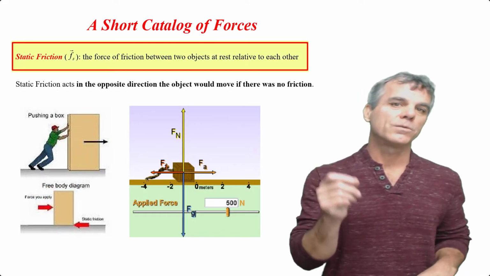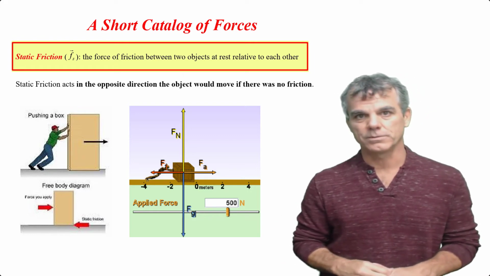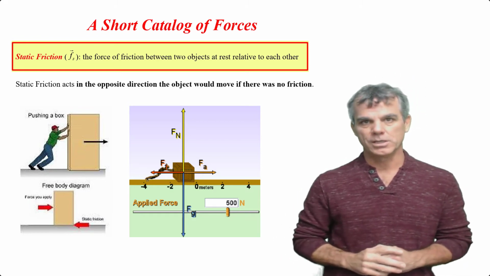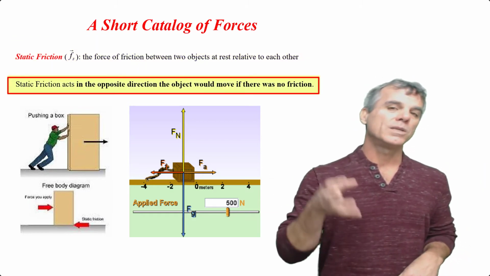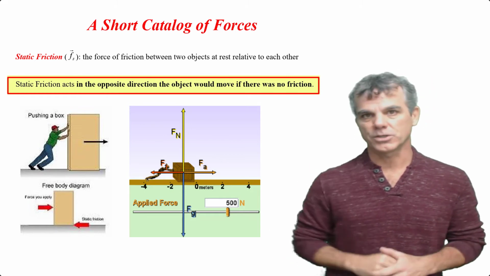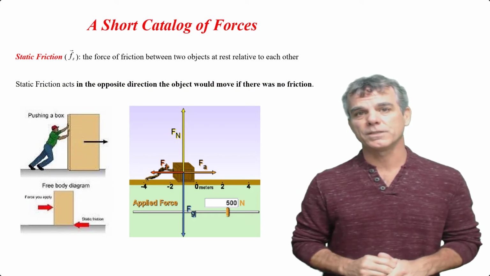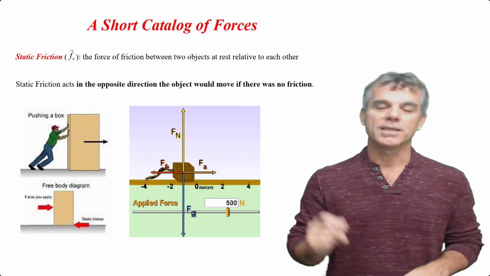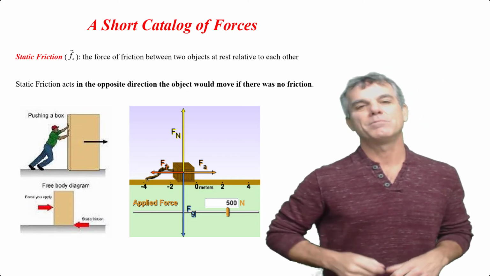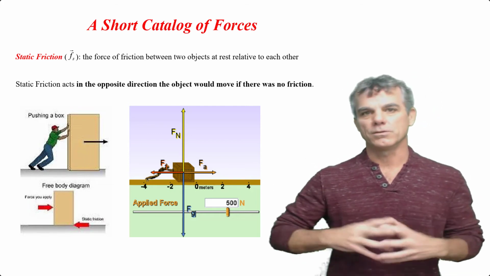Static friction is the force of friction that acts between two objects that are at rest relative to each other. We're going to use F with an S subscript to represent static friction, and the direction is always in the opposite direction the object would move if there was no friction. So for example, if somebody is pushing a heavy box on a rough surface and it does not move, it's the force of static friction which is preventing the movement, and it's acting in the opposite direction the man is pushing because it would move in that direction if there was no friction.